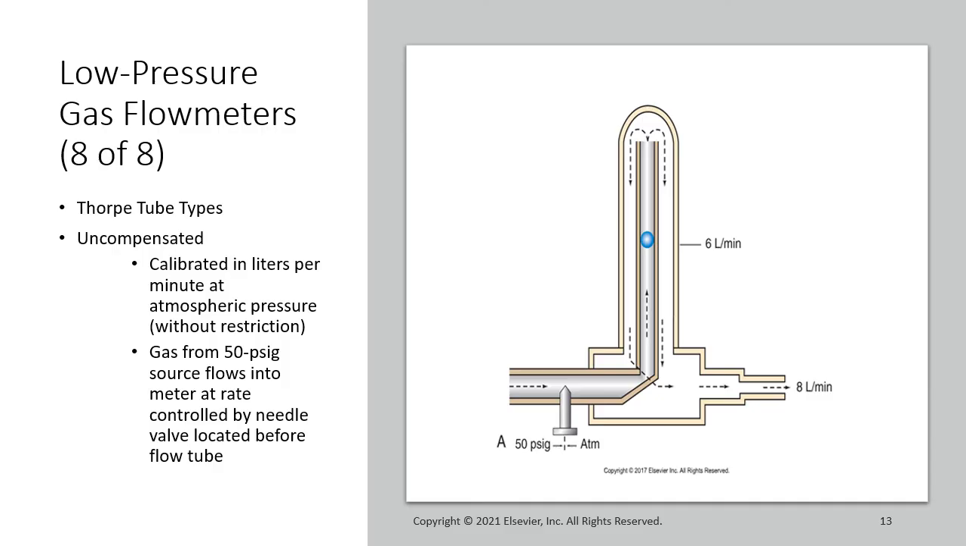Now let's talk about an uncompensated Thorpe tube. These are usually used in laboratories, and they're calibrated for the specific atmospheric pressure without restriction of the laboratory where it will be used. I would need one specially calibrated for my laboratory in Seattle, and I would have to have it recalibrated for a laboratory in Denver. Gas from a 50 psi source still flows into the meter at a rate controlled by the needle valve, which is located before the flow tube.